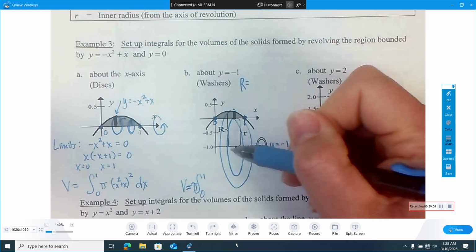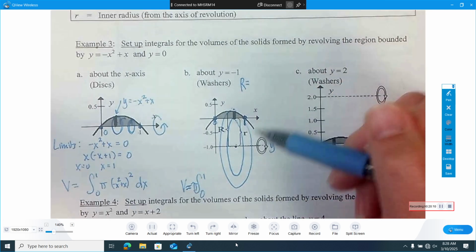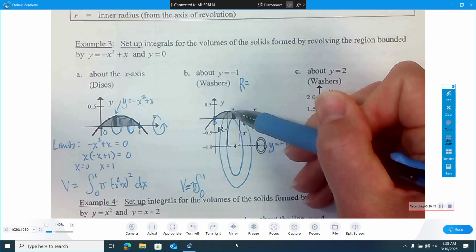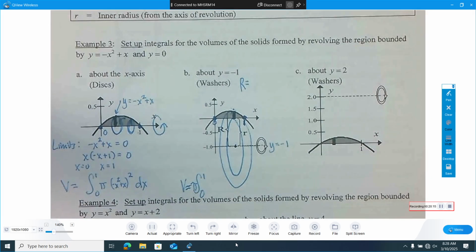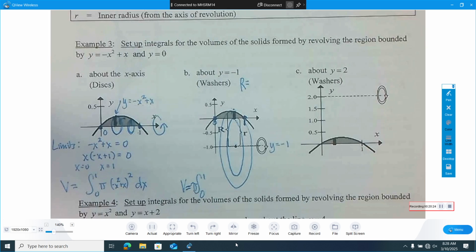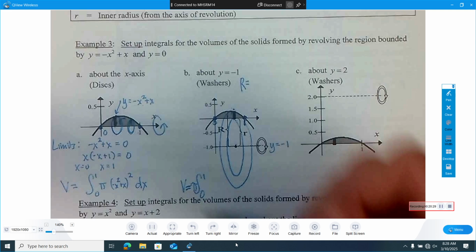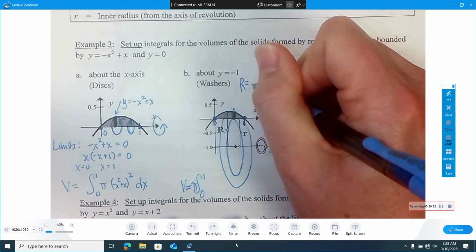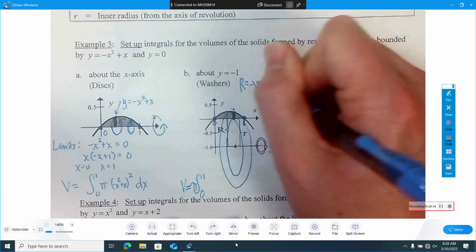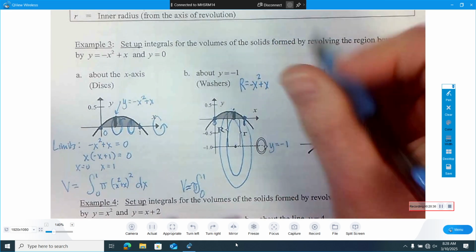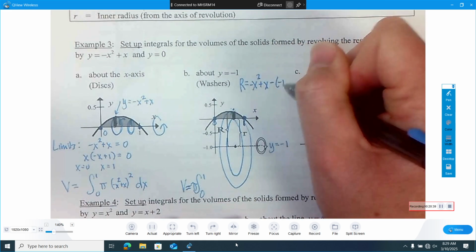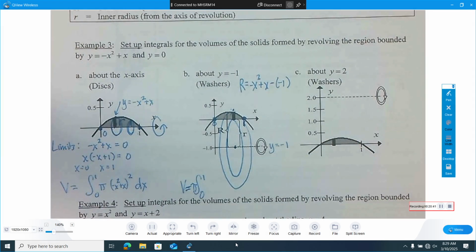What is our giant radius? From -1 all the way to the top of the curve. How do we figure out that big R? It's the same thing we did on Friday. Top minus bottom. Okay, so the top here is negative x squared plus x minus the -1. Okay, top minus bottom.